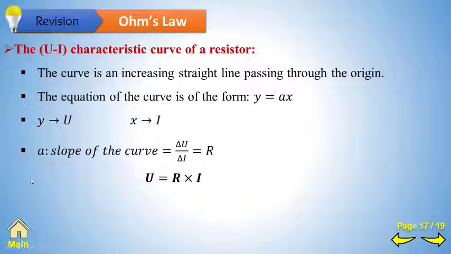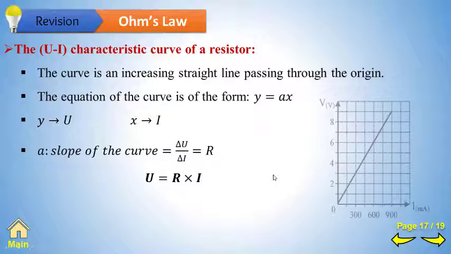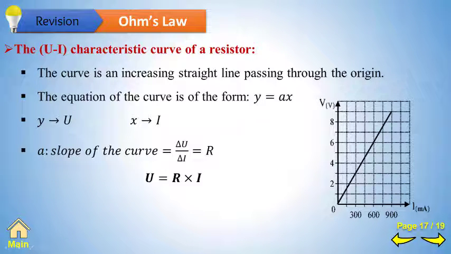The UI characteristic curve of a resistor is an increasing straight line passing through the origin of equation Y equals AX. By comparison, Y is the voltage across the terminal of the resistor and X is the current traversing the resistor, where A is the slope of this curve, calculated by delta U divided by delta I, which is the resistance of the resistor. Then, for such a curve, the slope of the curve represents the resistance of the resistor.